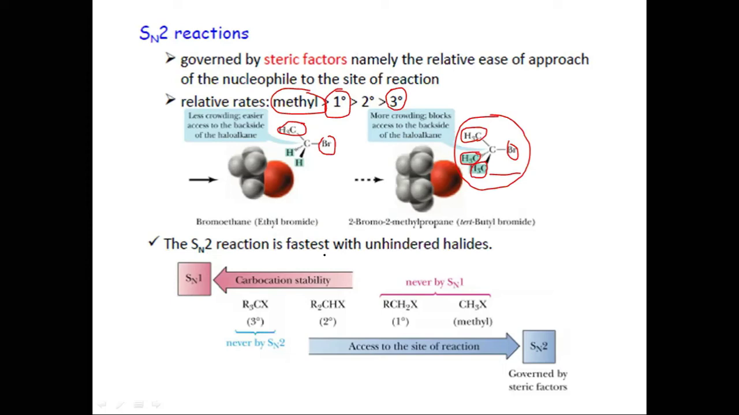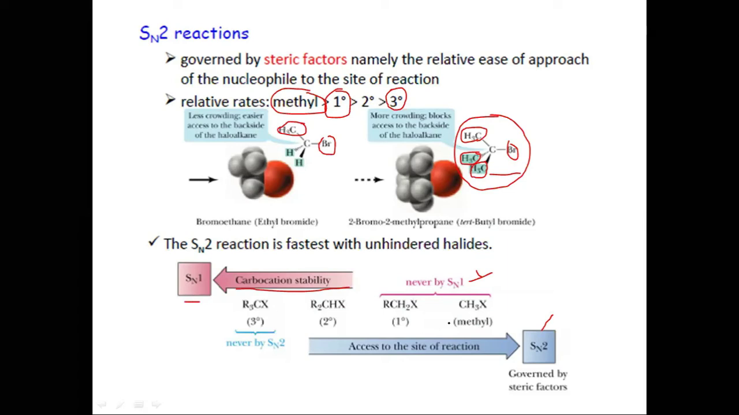The SN2 reaction is fastest with unhindered halides. Unhindered halides means you need to have a primary substrate or methyl halide. So in case of methyl halide or primary halide, the SN1 reaction doesn't happen; it preferably proceeds via SN2 fashion. This trend shows that if you have a secondary substrate or tertiary halide substrate, it prefers to proceed via SN1 fashion.